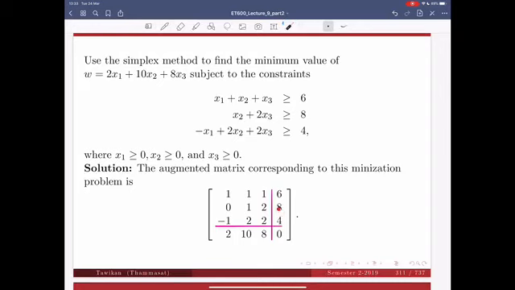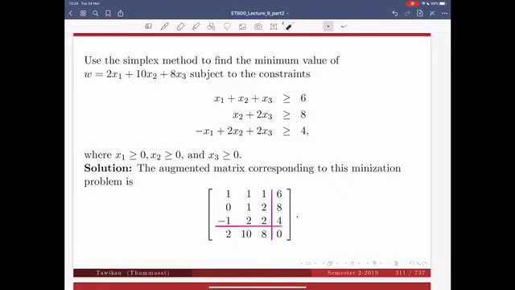And that portion, you get it from all the constant terms on the right-hand side of each constraint: 6, 8, and 4. Okay? The bottom row, you get this part from the coefficients of the variables in your objective function: 2, 10, and 8. Okay? And you put 0 in that spot.